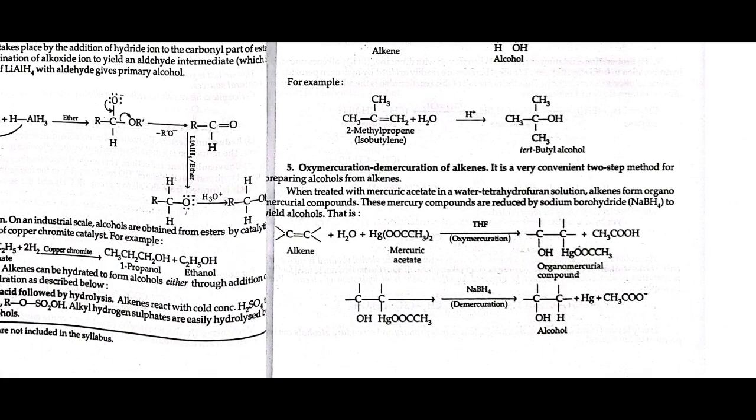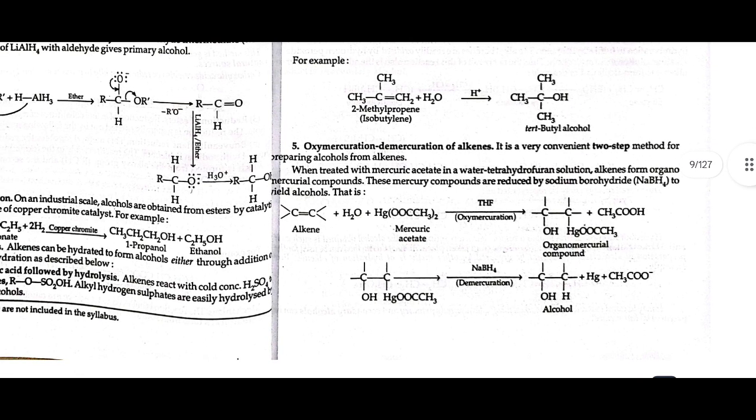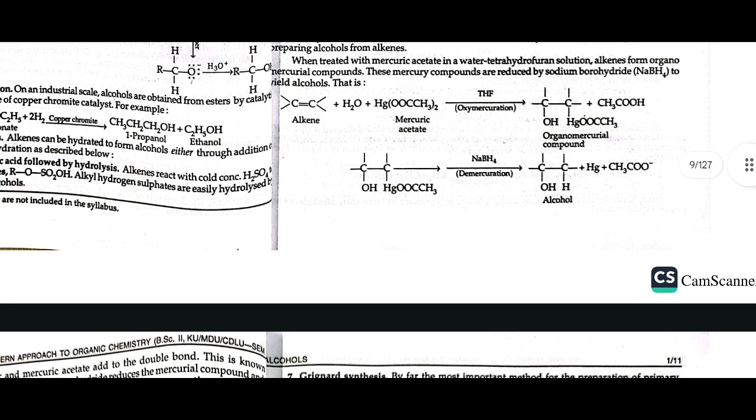Fifth is oxymercuration-demercuration of alkenes. It is a very convenient two-step method for preparing alcohols from alkenes. When treated with mercuric acetate in a water-tetrahydrofuran solution, alkenes form organomercurial compounds. These mercury compounds are reduced by sodium borohydride, NaBH4, to yield alcohols, as given below.